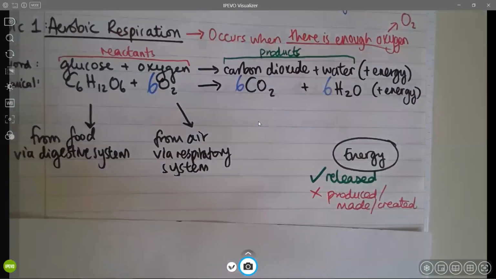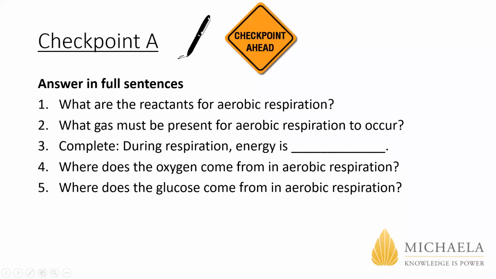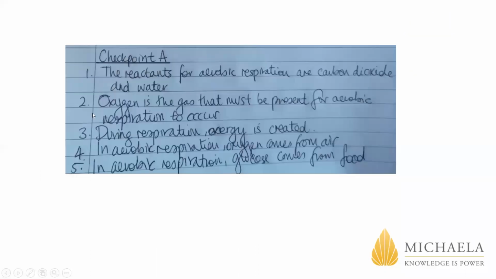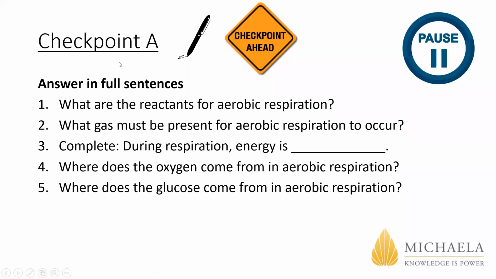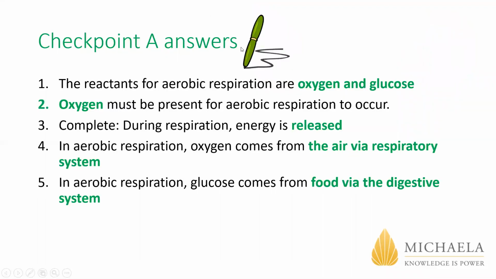Right, so just to check that you are okay with the topic so far, I have checkpoint A for you to get on with. You write checkpoint A, like so, you underline it, and you answer in full sentences. Pause the video now so you can get on with these. Okay, you're marking now with your green pen checkpoint A, and I've highlighted the answers for each, but you know that you should be writing in full sentences.